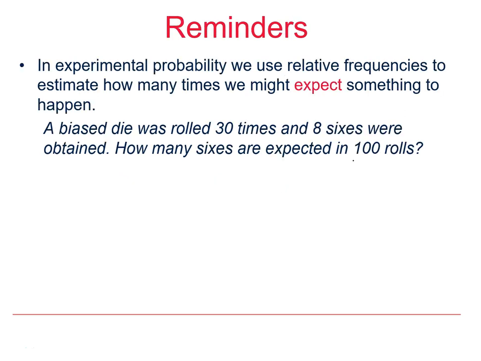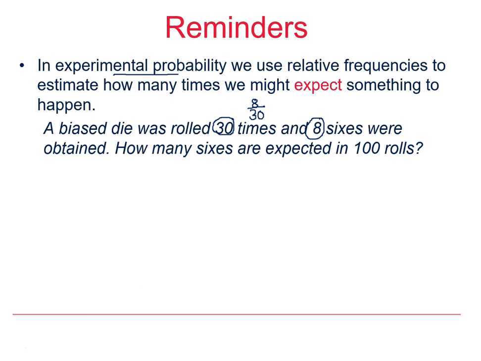So just a quick reminder of a couple of important probability theory points. First of all, experimental probability: we can only get a probability for an event by looking at what happened in an experiment. So here we have a biased die and we obtained 8 sixes out of the 30 times we rolled it. That would give us a probability of obtaining a 6 estimated as 8 out of 30 from the data that we have.